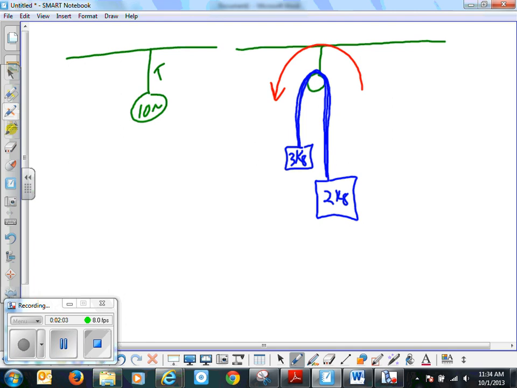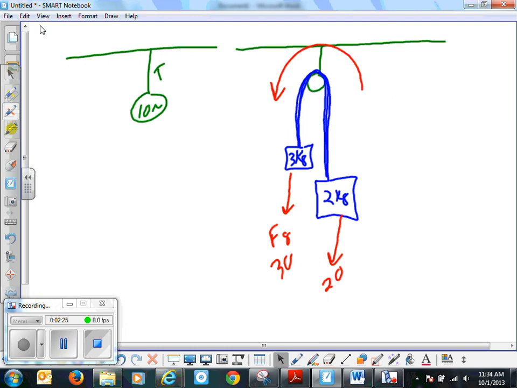Well, if you think of this as a tug-of-war situation, the force of gravity on this is 30 here. The force of gravity on this is 20, right? So you can say that the 3 kilogram mass wins the tug-of-war because it has this bigger interaction with the Earth, just like the friction thing, except it's not friction anymore.